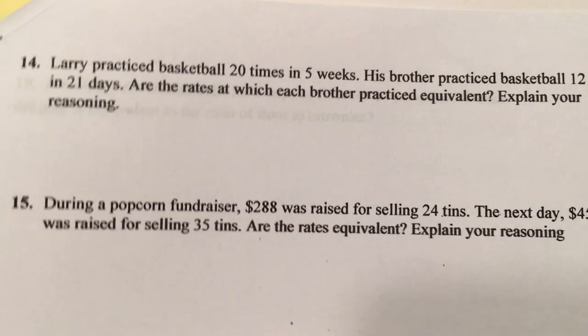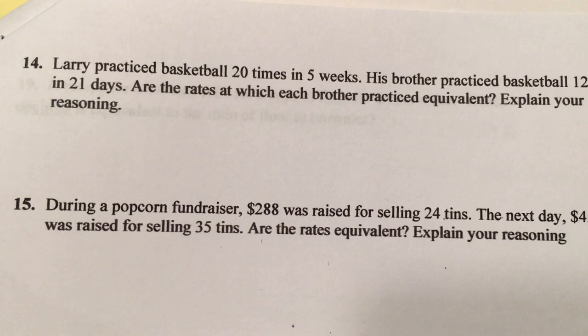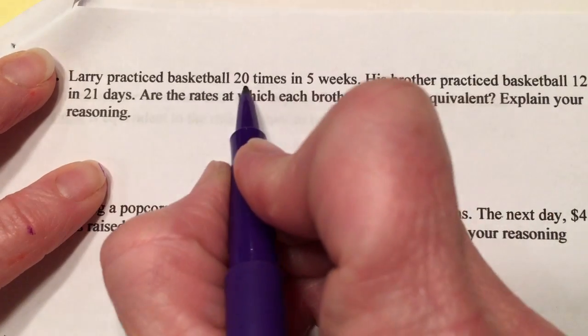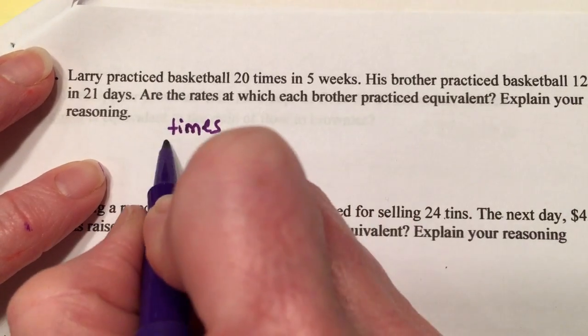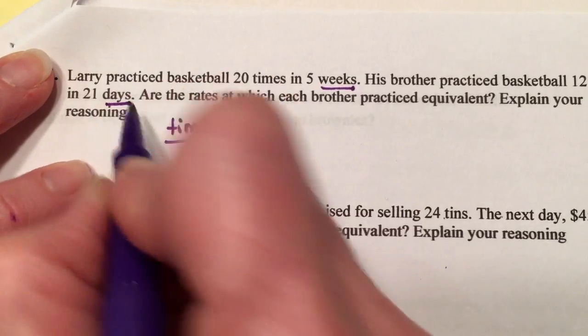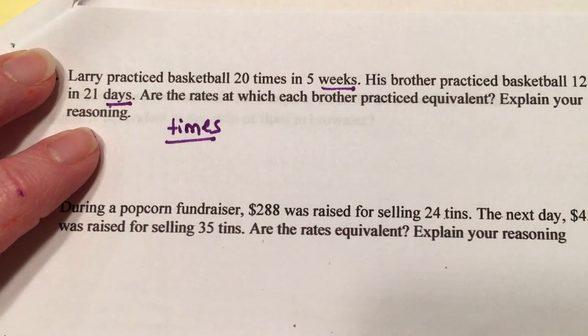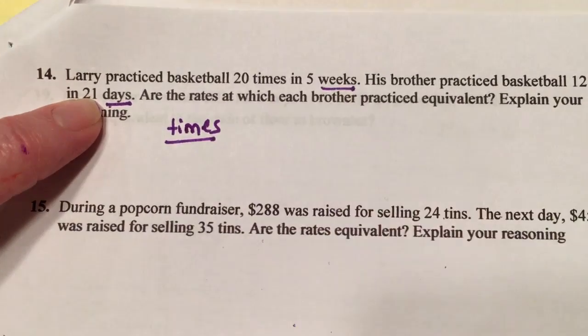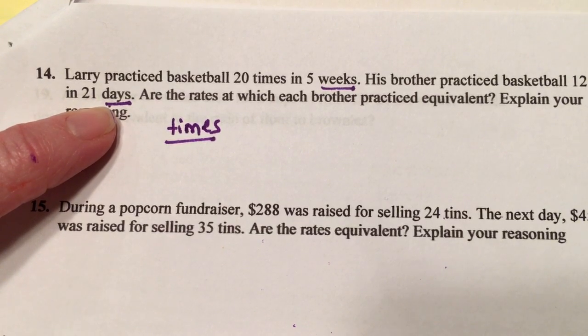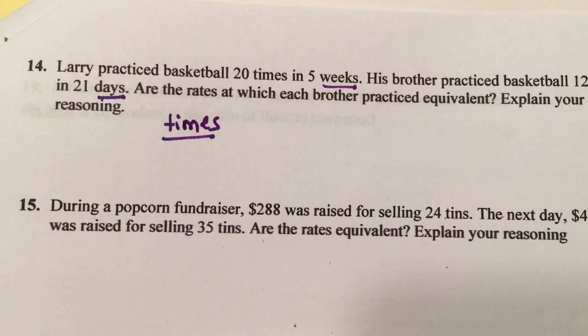So what I want to do on this one is set up a proportion. I can see that the words being compared are times and what? Well, it's weeks here and it's days here. So that is a problem. I need these to be the same. So I can either change 21 days into weeks or I can change weeks into days. I'm going to change 21 days into weeks because that would give me a smaller number rather than multiply 5 times 7 and work with 35.